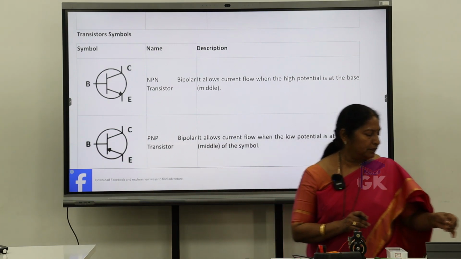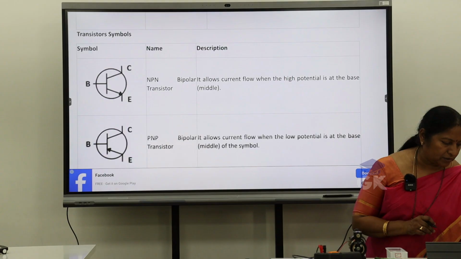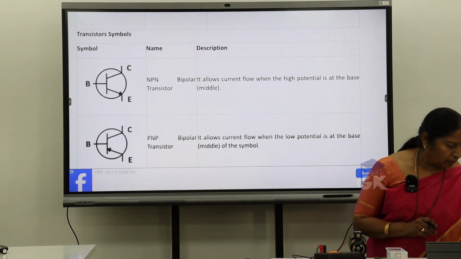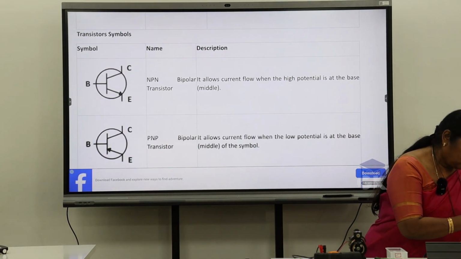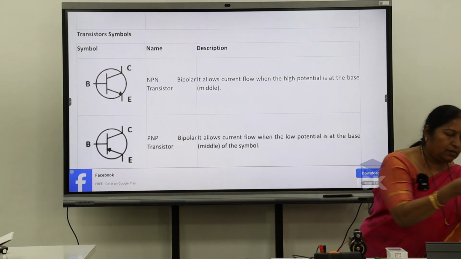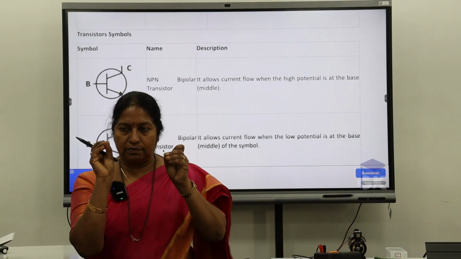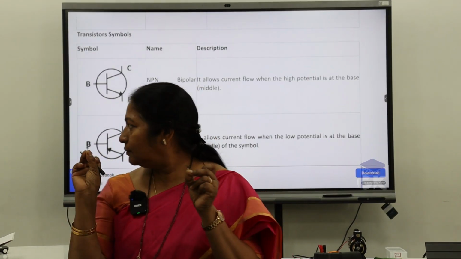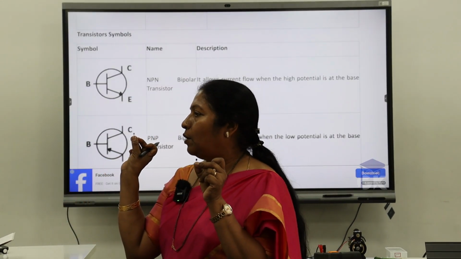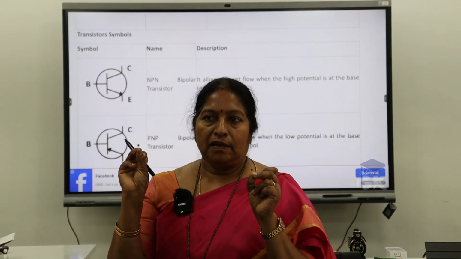Yes? There are so many types of transistors you can just go through. Can you just see this? Two different types of transistors. How many of you have seen? Is it SL100?